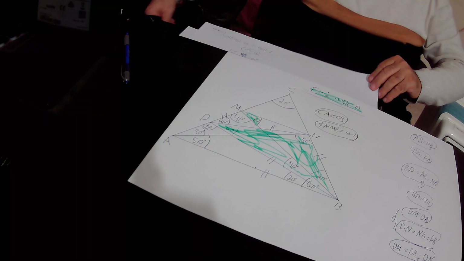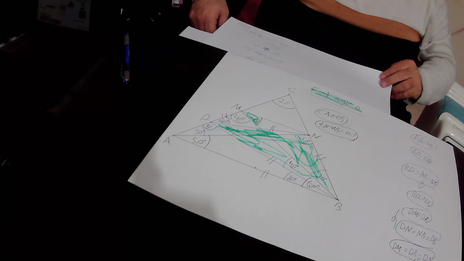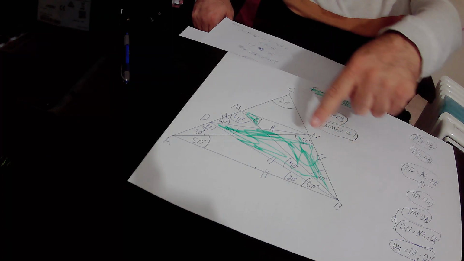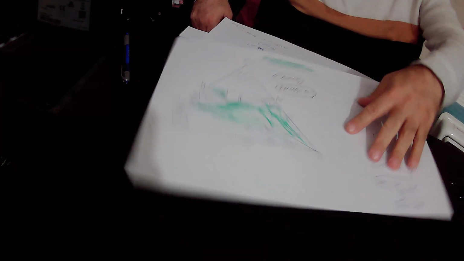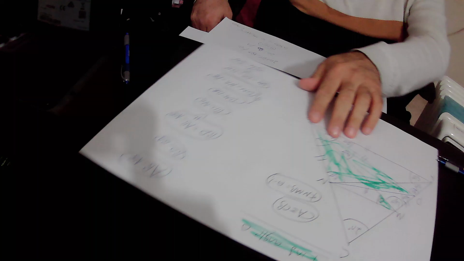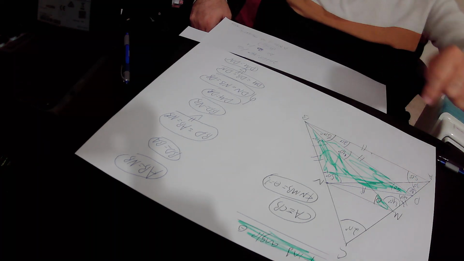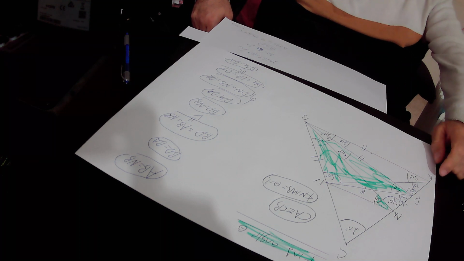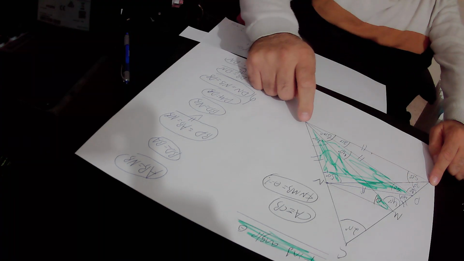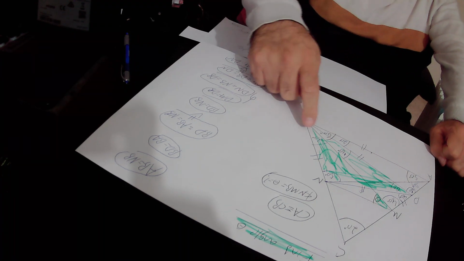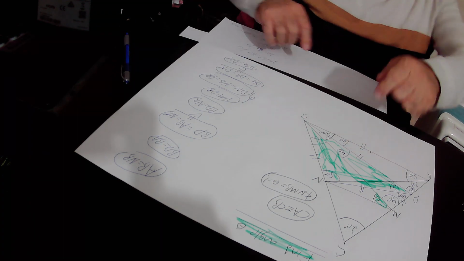Then we focus on triangle DNB. Here we join points D and N together by a straight line. And then we focus on the green triangle, triangle DNB. In this green triangle, angle NBD equals 20 degrees plus 40 degrees, that is 60 degrees.